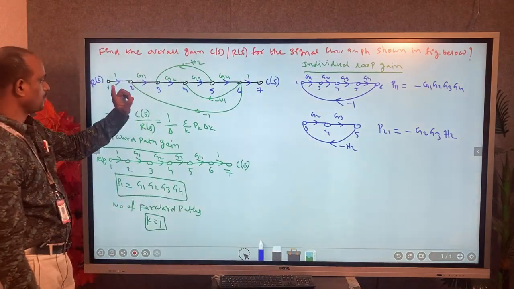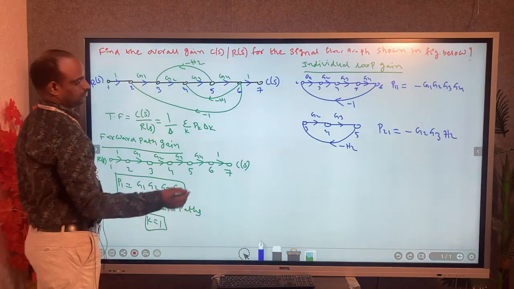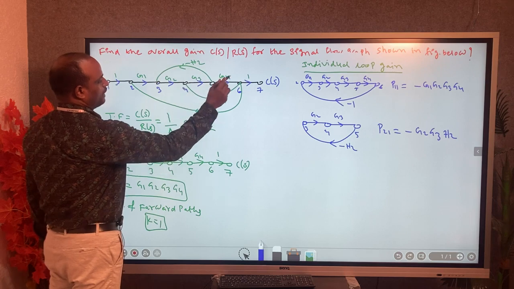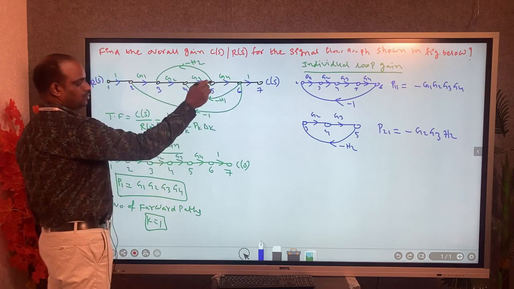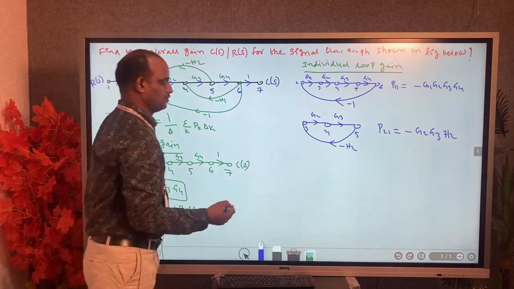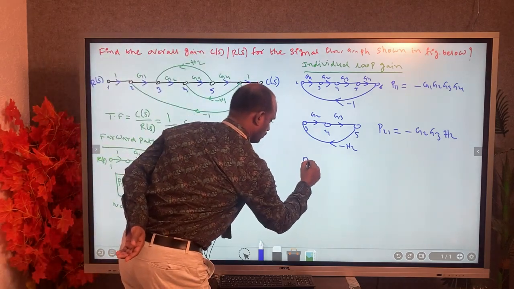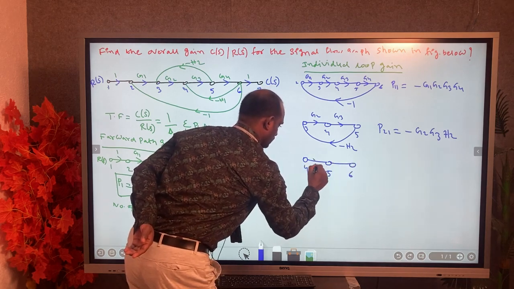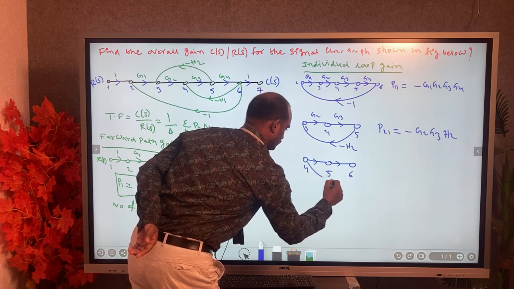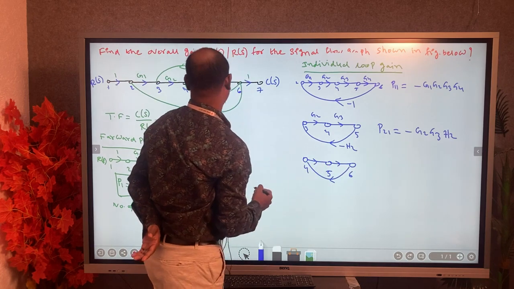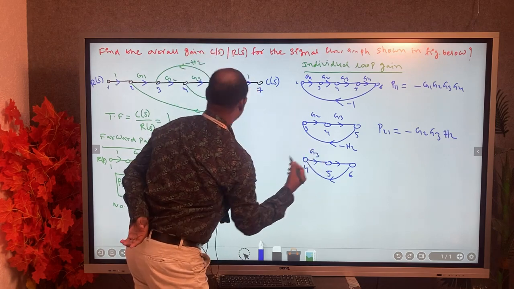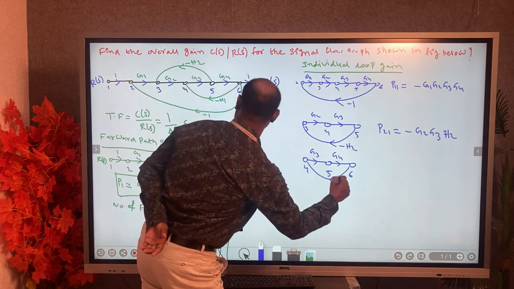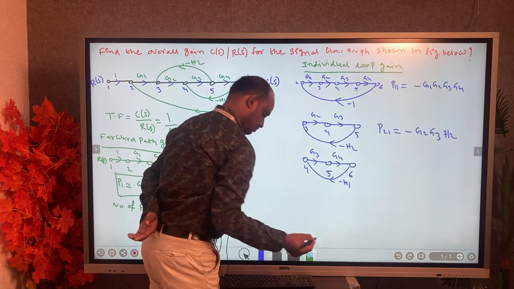And now, is there a possibility of another loop? So 3 is completed. Now go for checking another one, 4 to 5 and 5 to 6, and from 6 to 4 another loop is there. So 4, 5, 6, 4, another loop. So 4 to 5, the gain is G3, and 5 to 6, G4, and 6 to 4, that is minus H1.